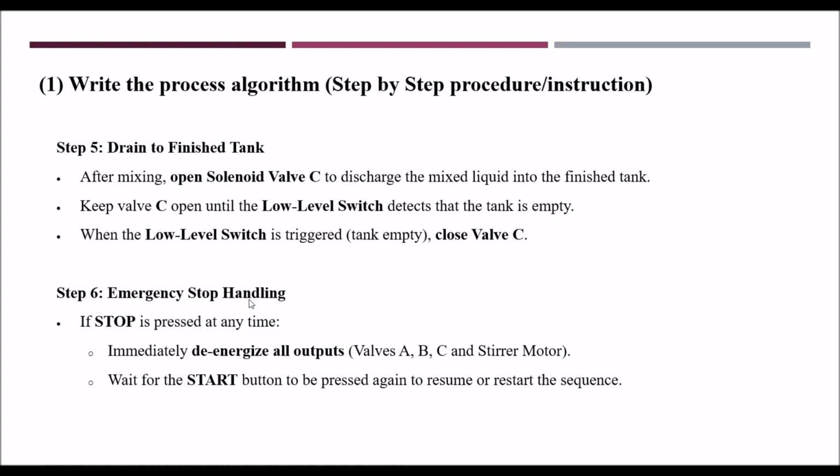And emergency stop handling means when the stop button is operated at any time, immediately you have to switch off all the outputs, that is valve A, valve B, valve C and the stirring motor. And the next operation will start only by operating the start button. Okay, so this is the step-by-step procedure you have to do. That is question number A.